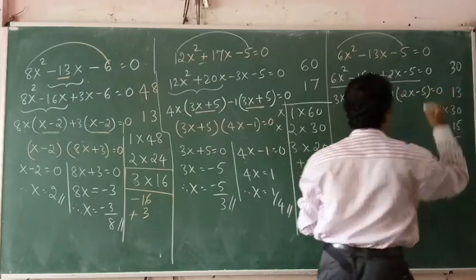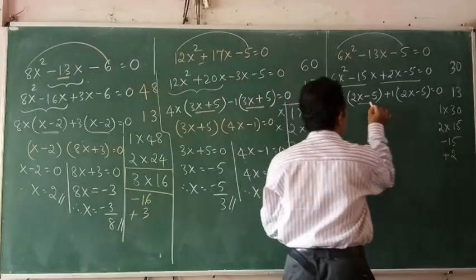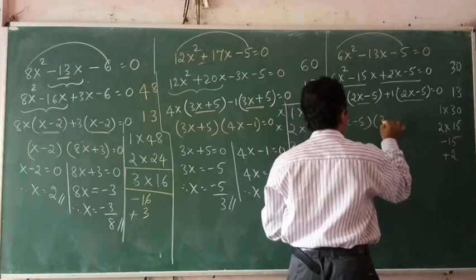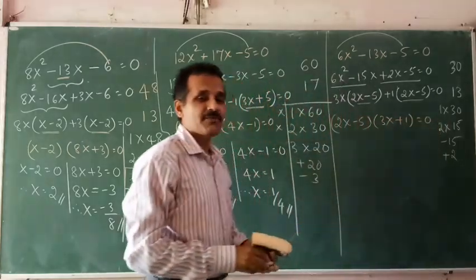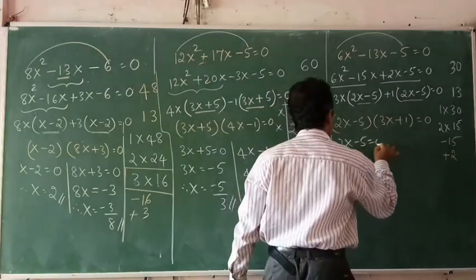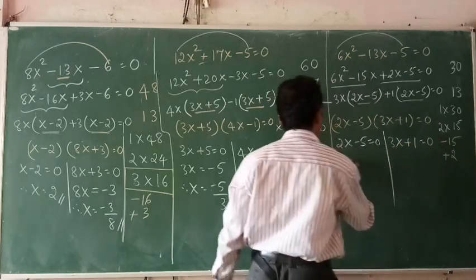2x minus 5 is equal to 0. The terms inside the bracket are the same. I can write it as (2x minus 5)(3x plus 1) is equal to 0. These are called the factors. 2x minus 5 is equal to 0, 3x plus 1 is equal to 0.